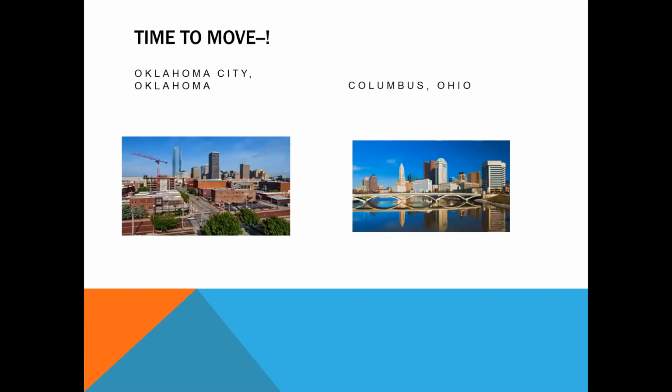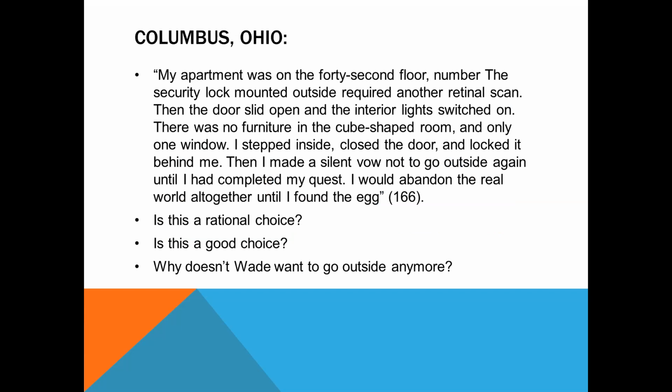So essentially, Wade makes the move from Oklahoma City, Oklahoma, to Columbus, Ohio, again referenced earlier in this section. And that sort of wraps up the first level of the novel, the first 16 chapters. He does secure a new apartment there, and I will end with some questions for your consideration.